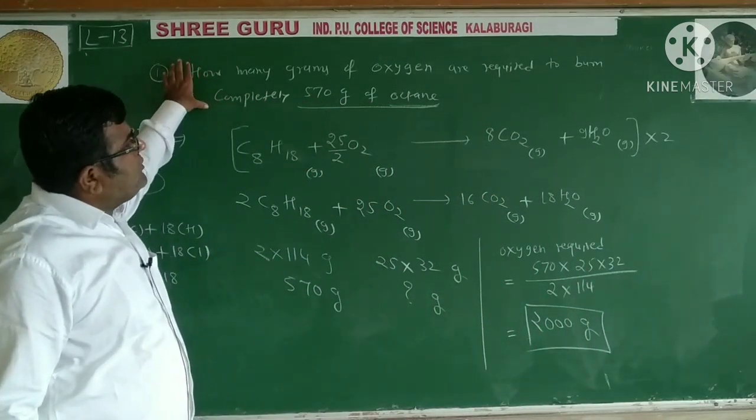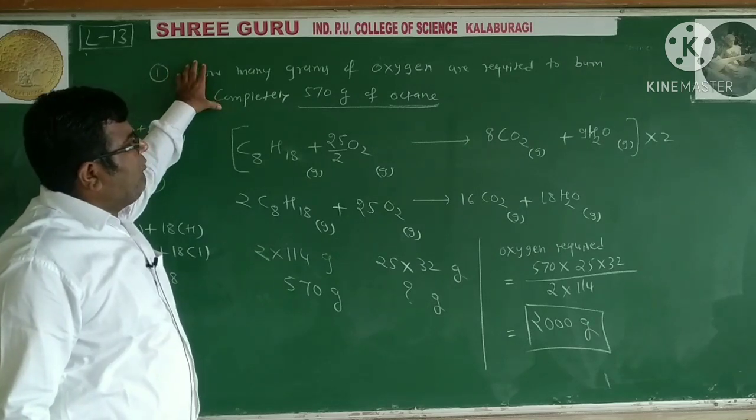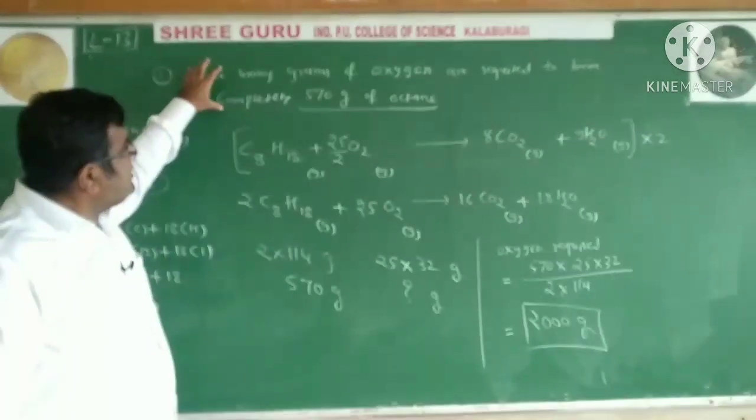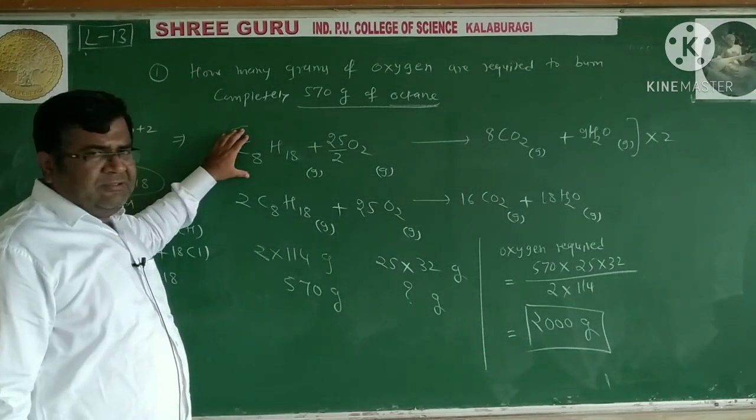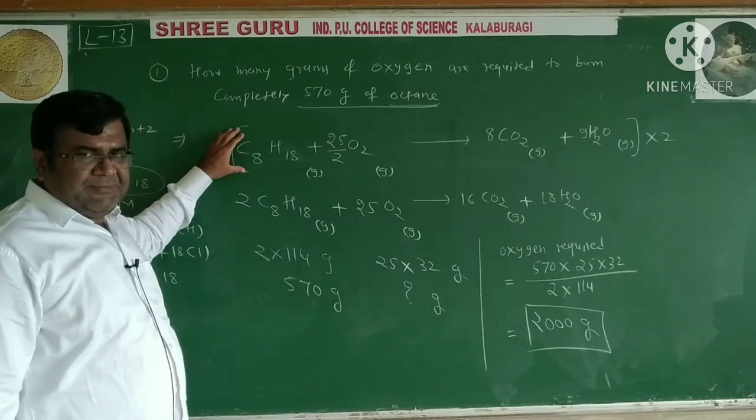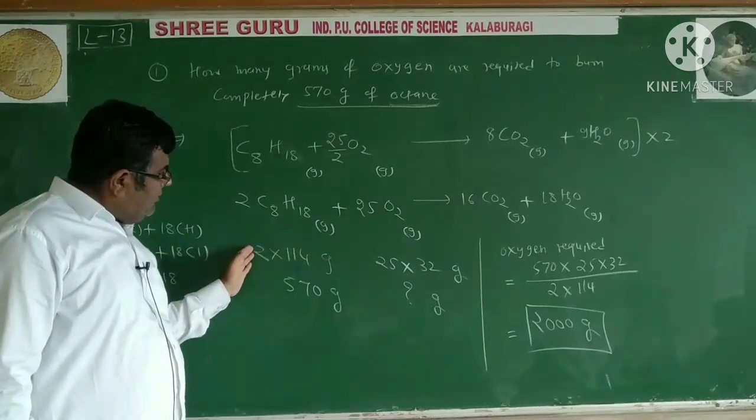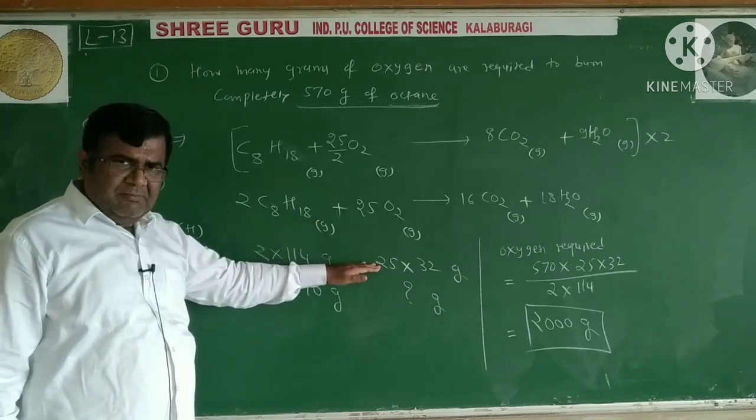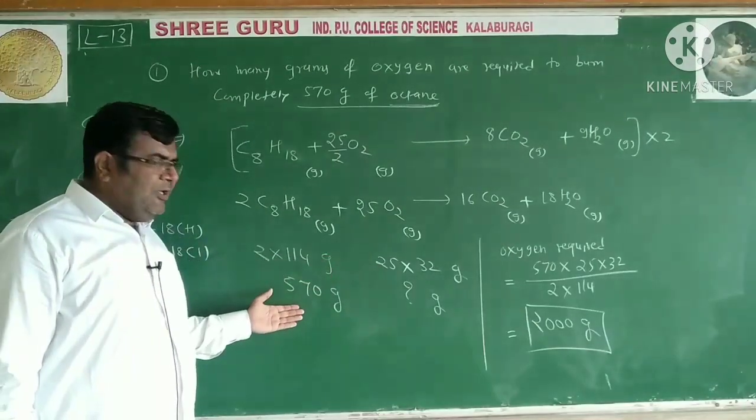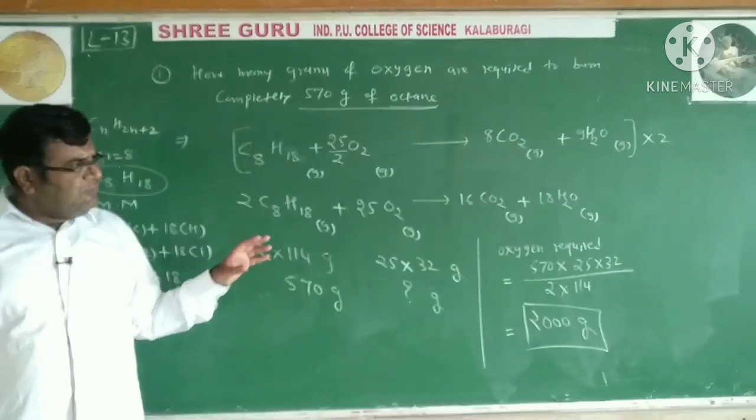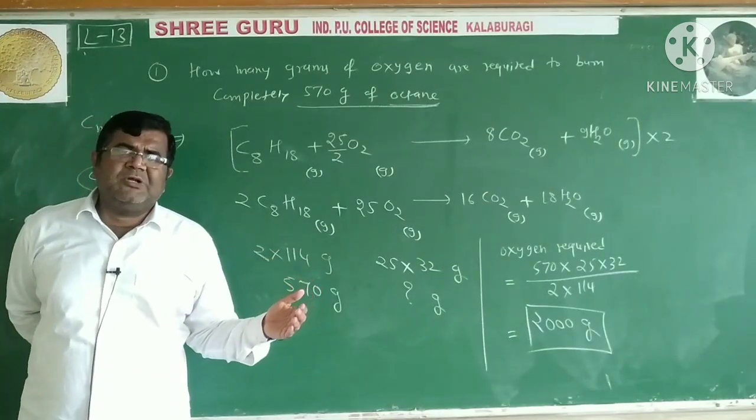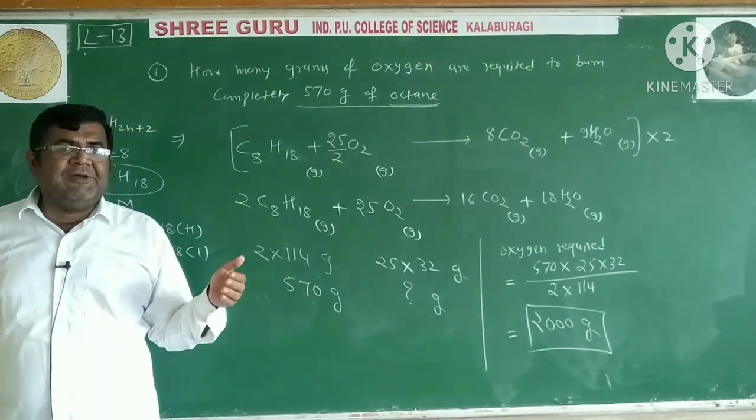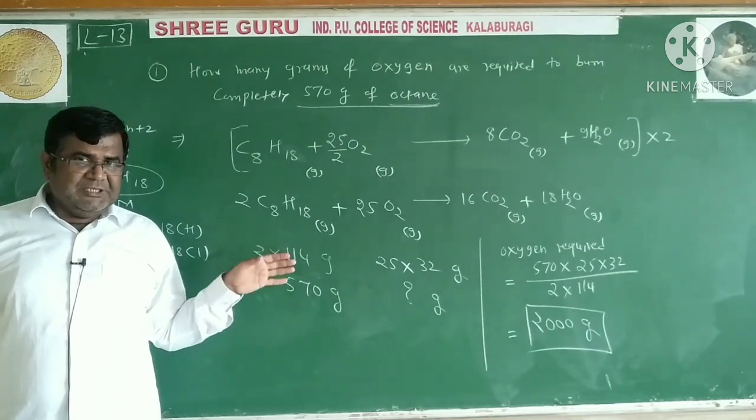So how many grams of oxygen are required? 2000 grams of oxygen are required to burn 570 gram of octane. How did we calculate it? First we wrote the equation, we balanced it, we saw how much octane is required and how much oxygen mass-wise, and then we substituted. For every question the reactant and product will be different, only the numbers differ, but the way in which it is calculated is similar.